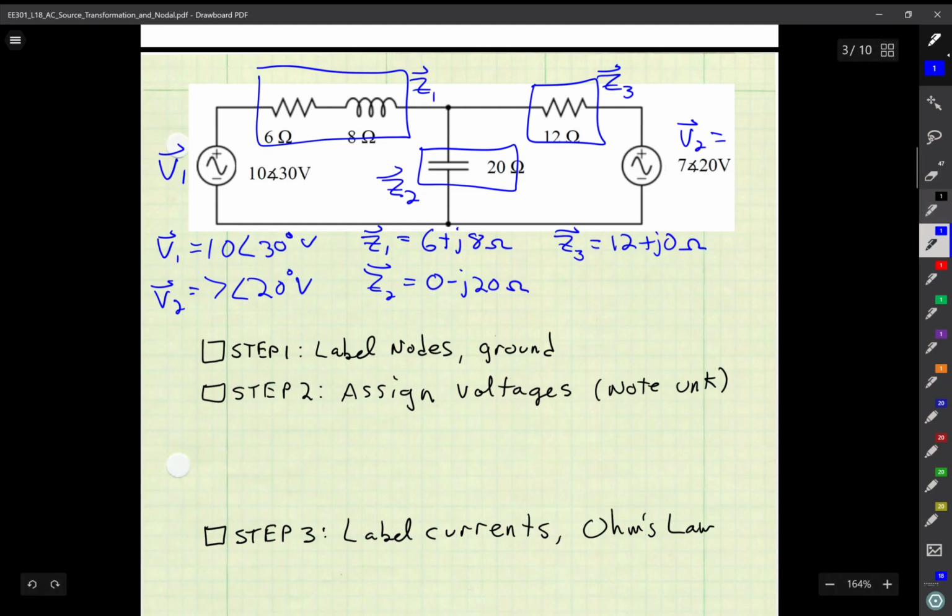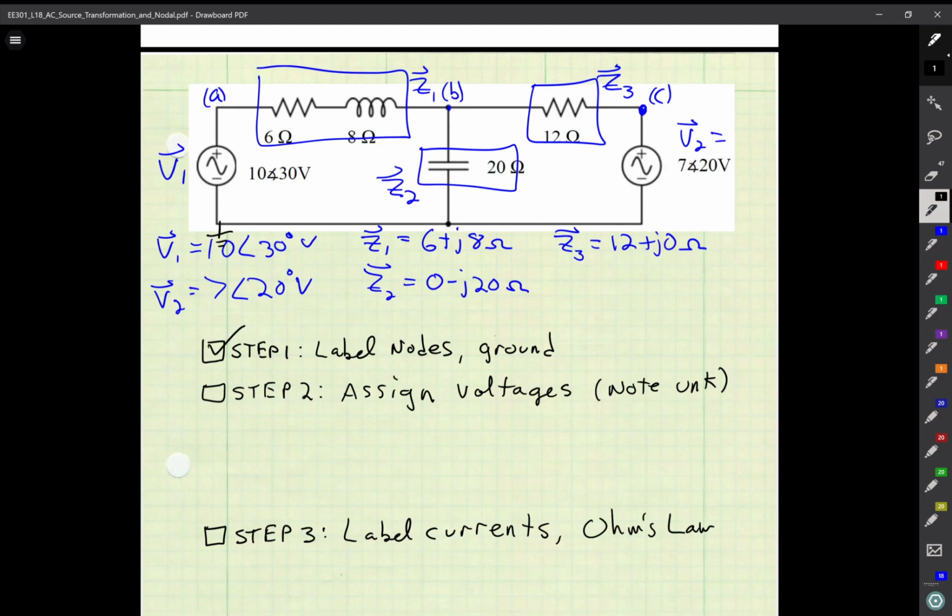So the first step is to label nodes and identify one of those nodes as ground. So the first thing I want to do is figure out just how many nodes I have. Well, I can see that I have one here, here's A. I have one here, that's B, in between those three impedances, and I have one here. We'll label that C. And the fourth node is collected down at the bottom. I'm going to call that one ground. So I'm done with step one.